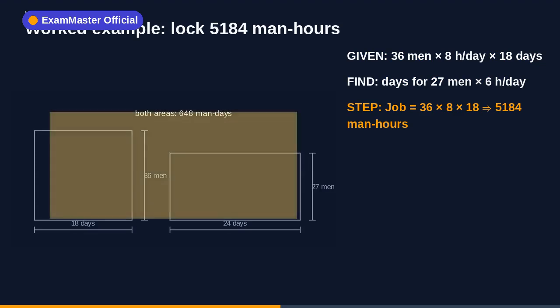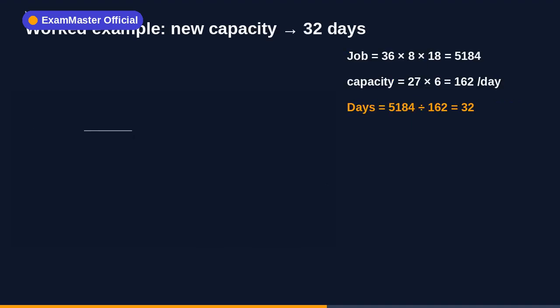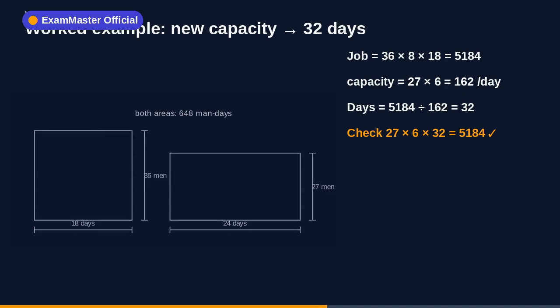Compute job equals 36 times 8 times 18 equals 5,184 man-hours. Divide 5,184 by 27 times 6 equals 162 to get 32 days.